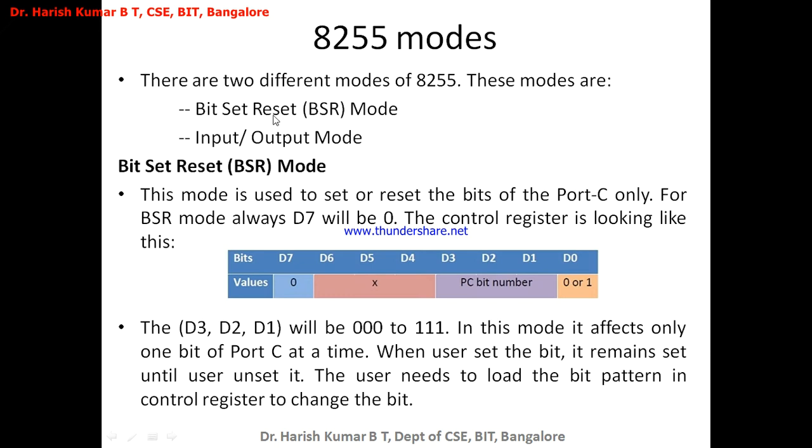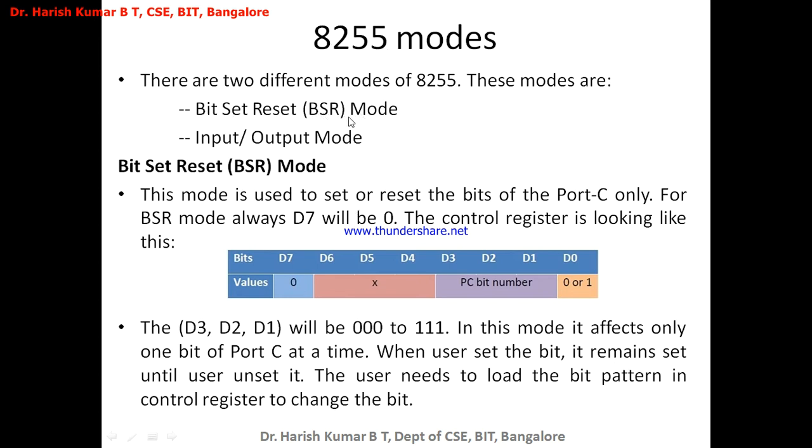Now what is bit set reset mode? In bit set reset mode, you can use the 8255 to just set and reset the bits of port C. Bit set reset mode is used to set or reset the bits of port C only. So for example, in BSR mode, D7 will always be 0. See, this is the control word register, which is used in order to program the 8255. It's an 8-bit register, you can see D0 to D7. Now if I want to make 8255 operate in BSR mode, I make the D7 bit 0. If I make D7 bit 0, then 8255 is operating in bit set reset mode.